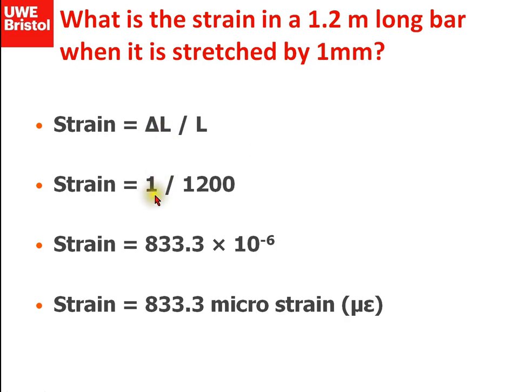So we've got a change of 1 millimeter divided by the original length of the bar, which is going to be 1,200 millimeters. So divide those numbers, put them in your calculator, and then on your calculator you can press the ENG button, and usually that will bring up the 10 to the minus 6 there. So we can rewrite this as 883 microstrains.